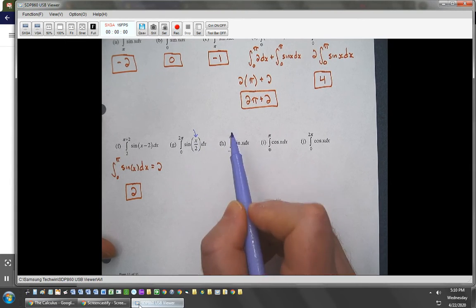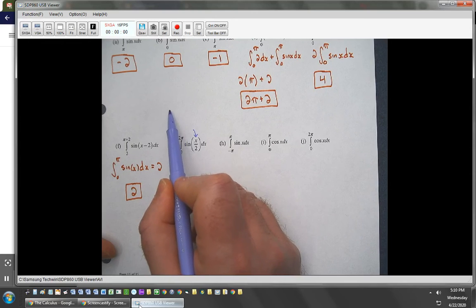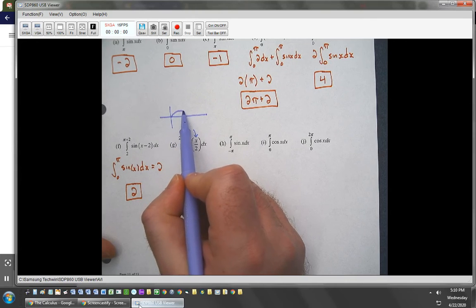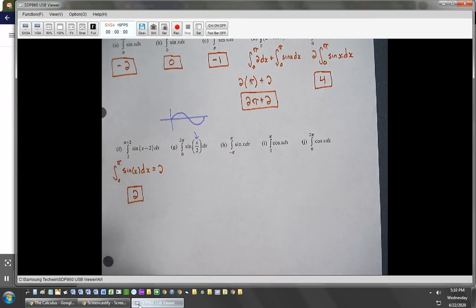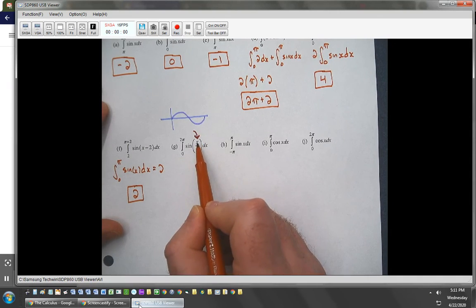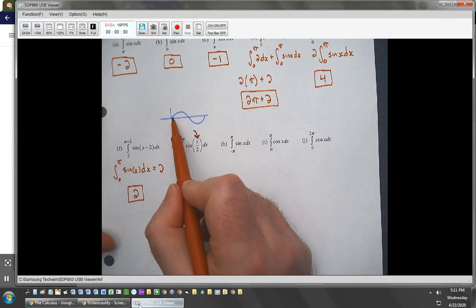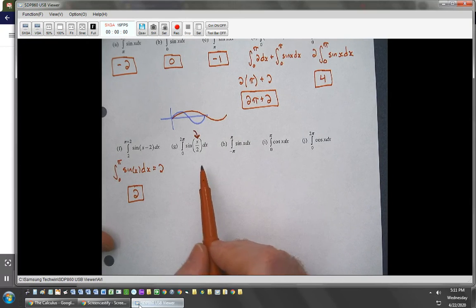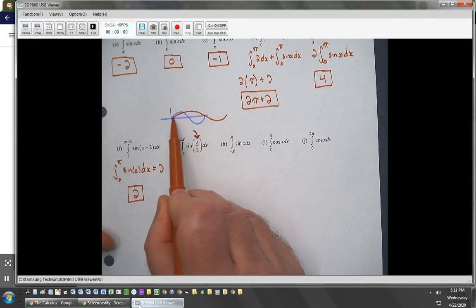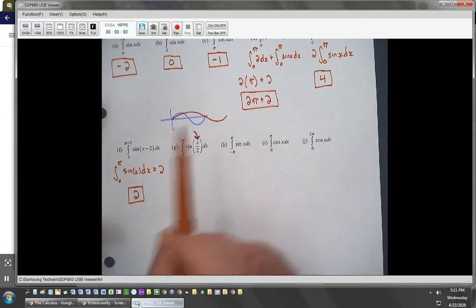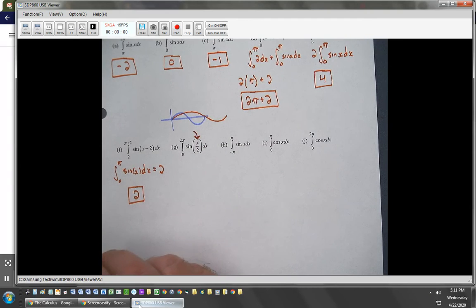So what that really does to your function is it stretches it out. It does a horizontal stretch. So my original curve from 0 to 2 pi for sine would look like that. Well, when I divide x by 2, that actually takes my graph and stretches it out like that. So now what's my area from 0 to 2 pi? That's going to be the exact same area as I had here. I just took that area and stretched it out farther. So that's still going to be worth 2.